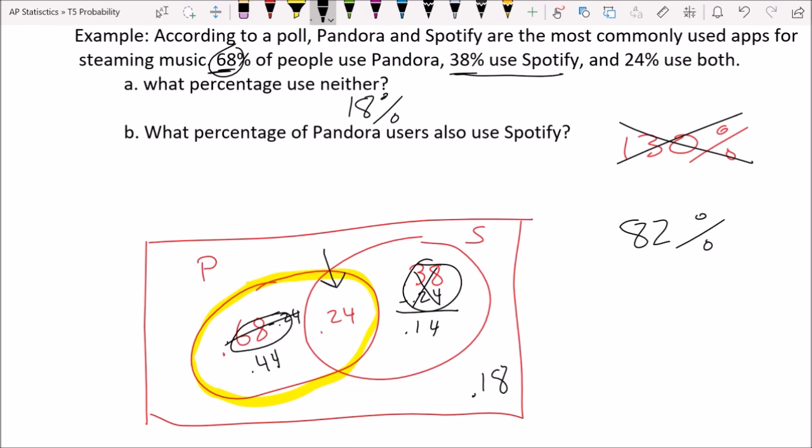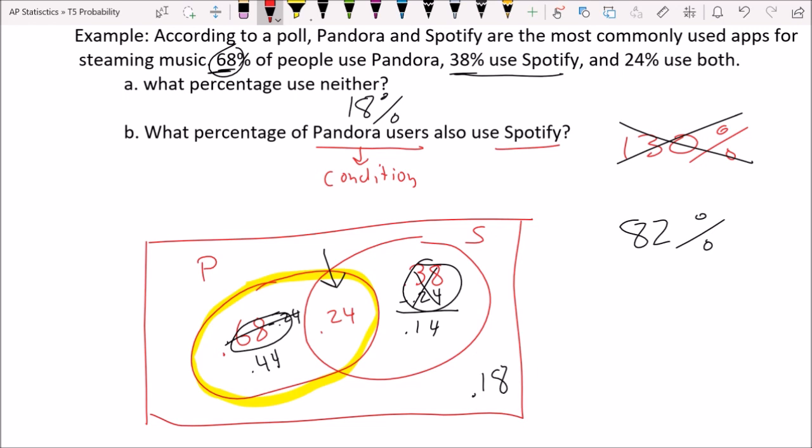Now, let's do part B. What percentage of Pandora users also use Spotify? Ooh, did you catch it? This is a conditional probability. The question is about Pandora users. It asked about Pandora users. And of the Pandora users, so this is the condition, it's saying of those people, what percentage of them use Spotify?